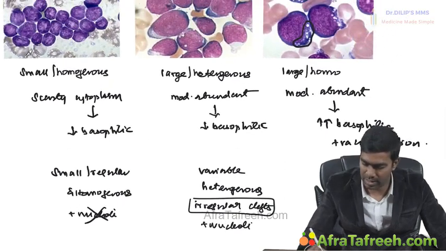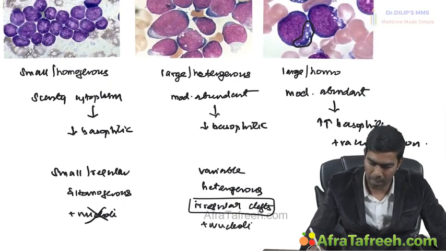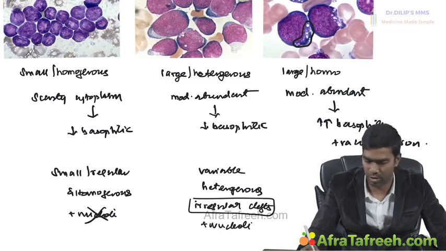Irregular clefts will be there, and you can see very prominent nucleoli. Here you will see a stippled, regular and homogeneous nucleus, but you will see very prominent nucleoli, like what you saw here. Clear? So these are the differences in morphology. You can visibly see in the gross picture which I have shown, this is a FAB L1, L2, L3 type of lymphoblast.